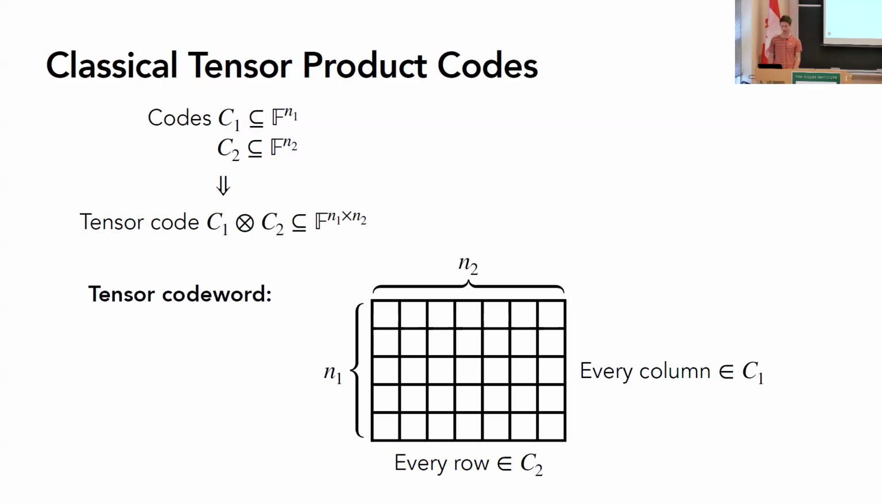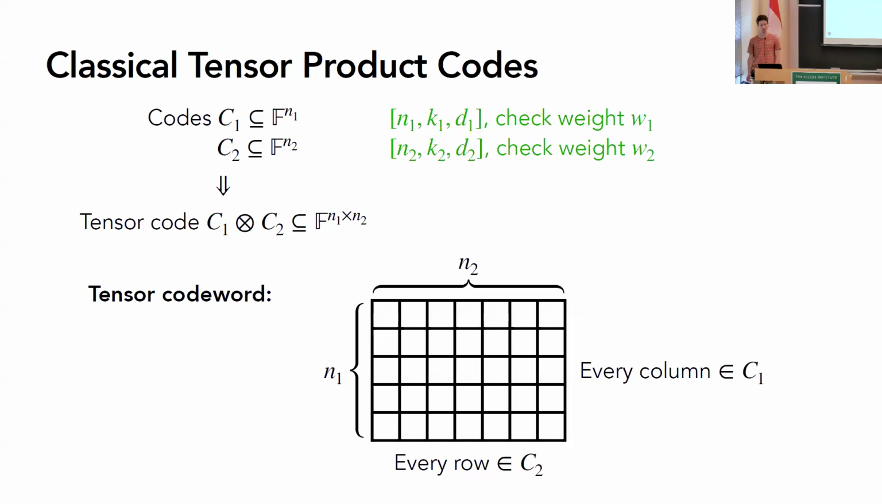So it's a fairly straightforward construction to define. And this product construction has really nice behavior parameter-wise. If the code C1 has length n1, dimension k1, distance d1, and check weight w1, and the same for C2, but indexed by 2, then the tensor code's parameters all multiply, except for the check weight, which we just take a max.